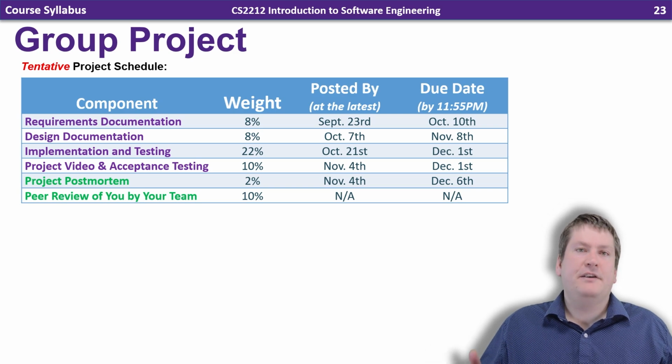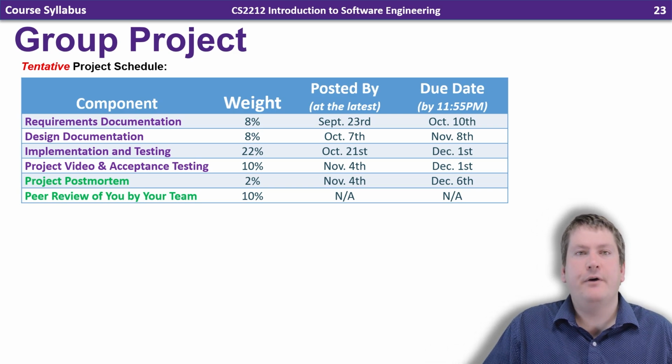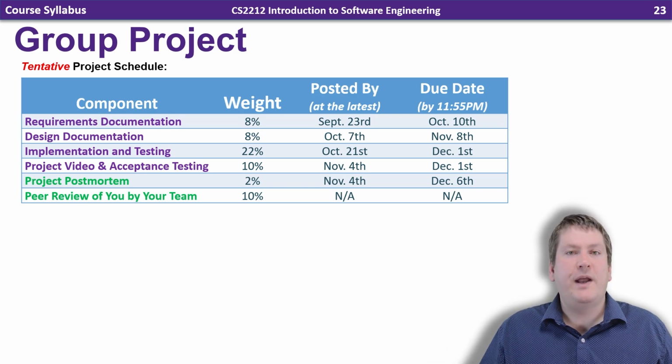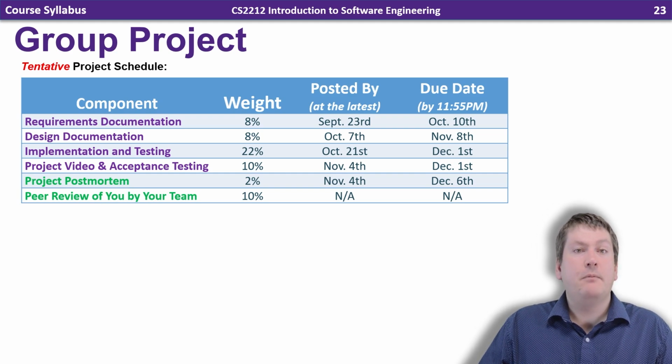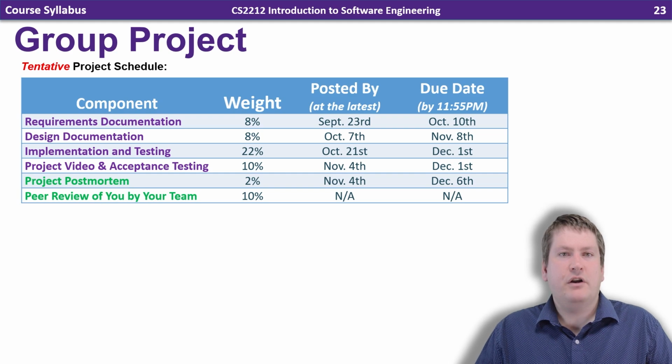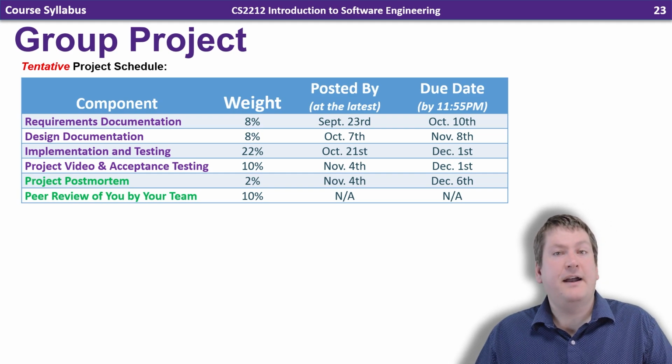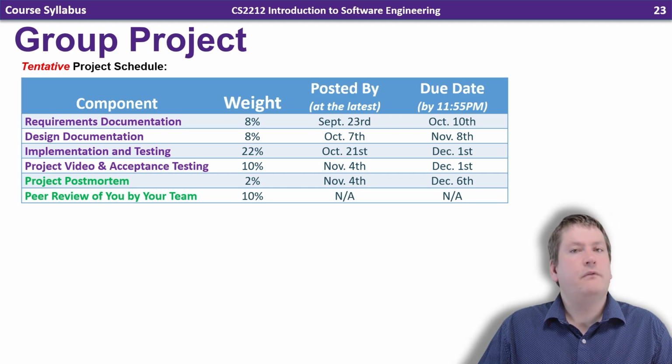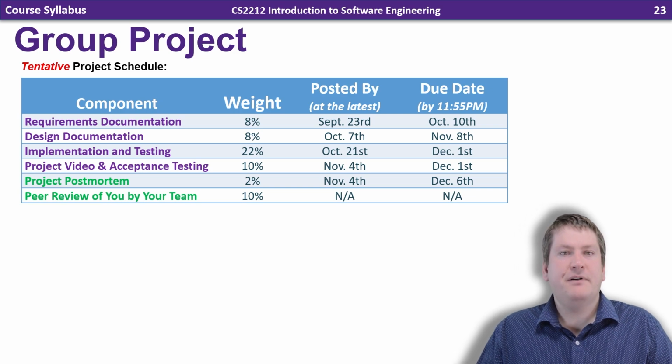Okay, I know that was a lot to go over, but now we're going to break down how the group project is going to be weighted and graded. So there is going to be about 4 big milestones throughout the term. The first is going to be requirements documentation, and that's going to be worth 8% of your grade. That's going to be due around October 10th. Next will be design documentation, due around November 8th, and will be worth about 8%.